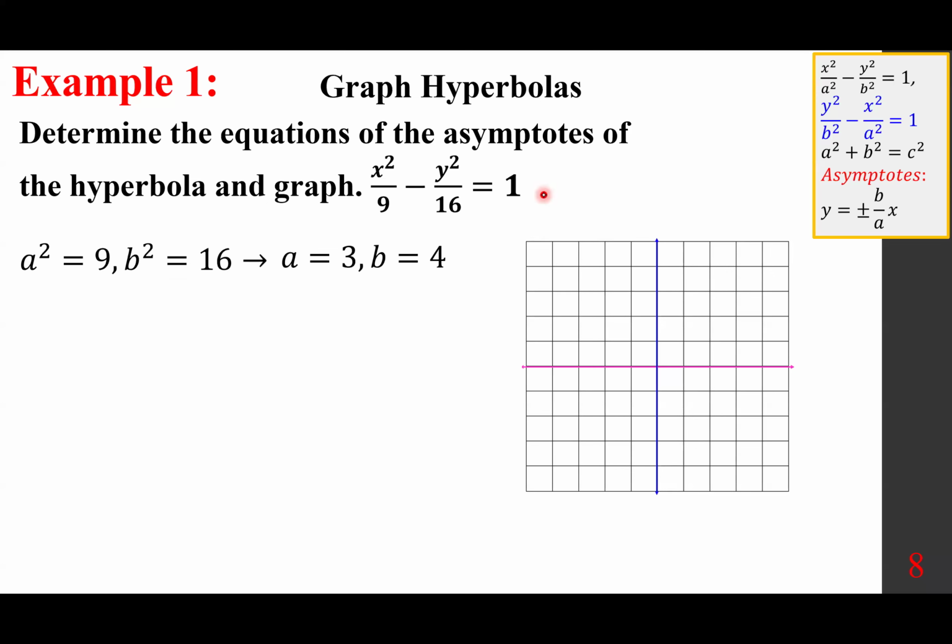This is centered at 0, 0. Now, because x squared over 9 has a positive sign, we have x-intercepts for the vertices. This one, y squared, has a negative sign, so we don't have y-intercepts as vertices. So that being the case, the vertices are located at a, 3, 0, and minus a, negative 3, 0. And those are the two pairs.